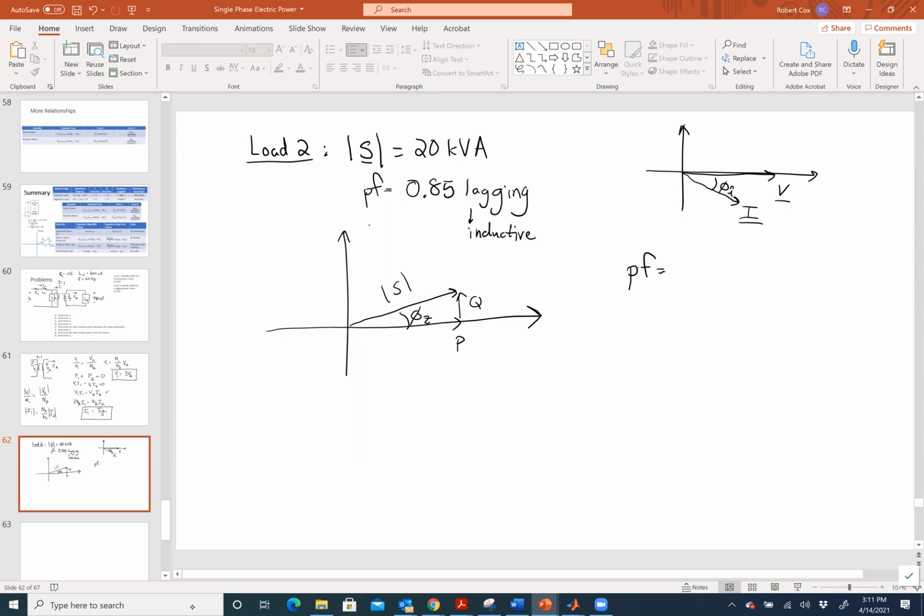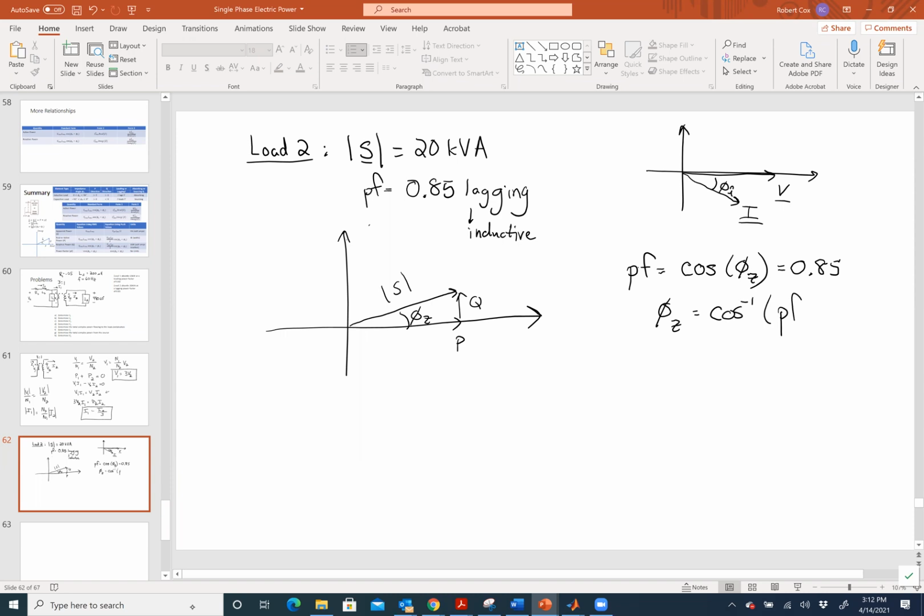It's the inverse cosine of the, oh sorry, power factor is 0.85. Yeah, and it's the phi z. Cosine of phi z is the power factor, and this is 0.85. So that tells me right there how to get to phi z, right? Phi z is the inverse cosine of the power factor.